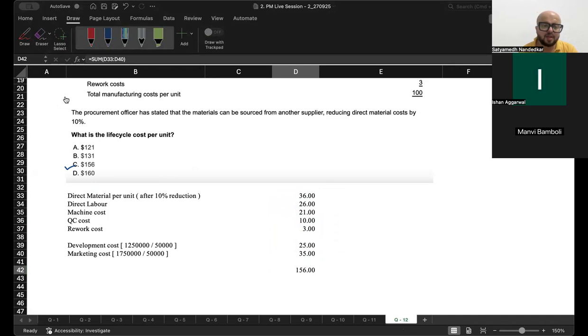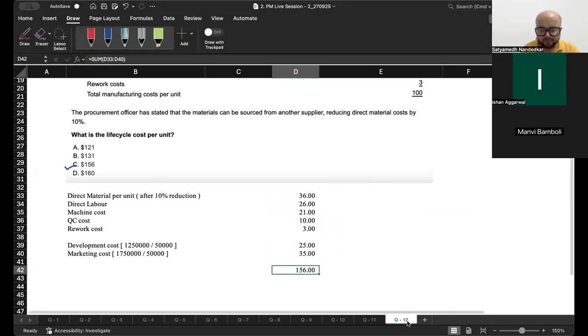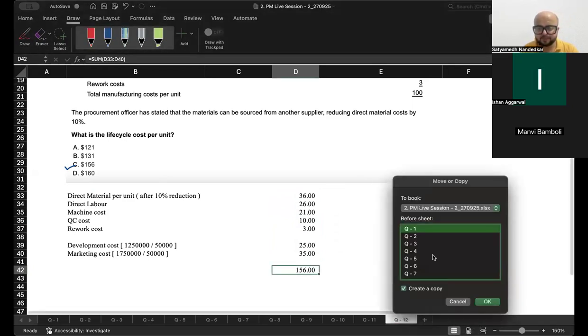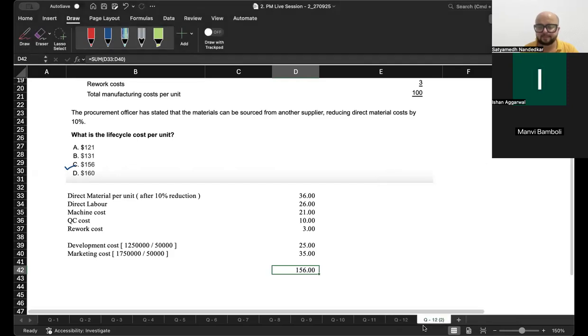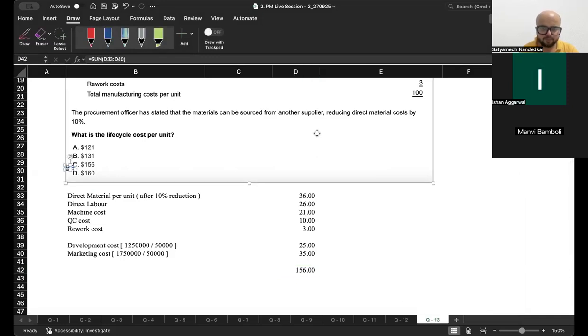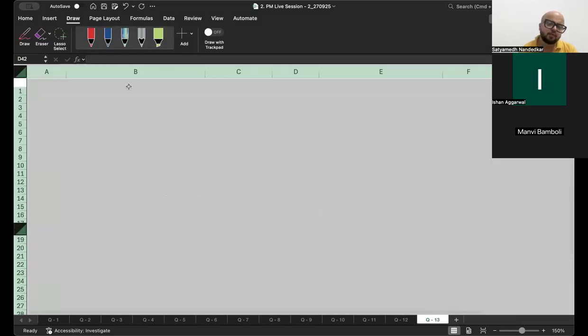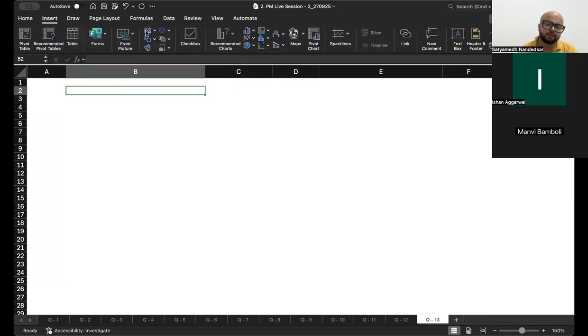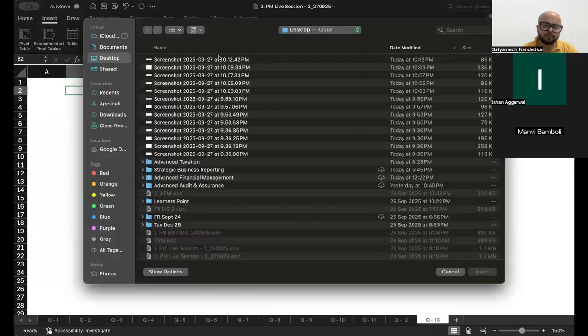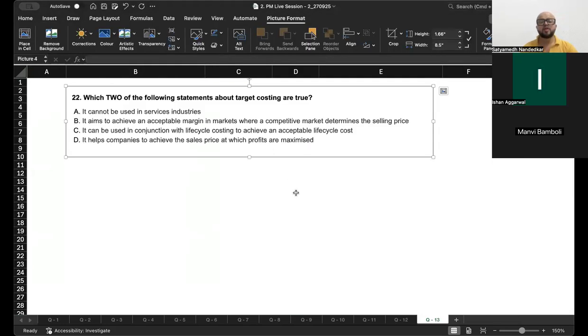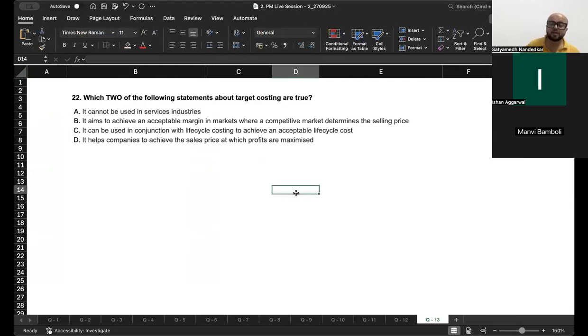cost. Apart from that, there was nothing in this question. Okay, now let's do one more true and false question on target costing. Which two of the following statements about target costing are true?